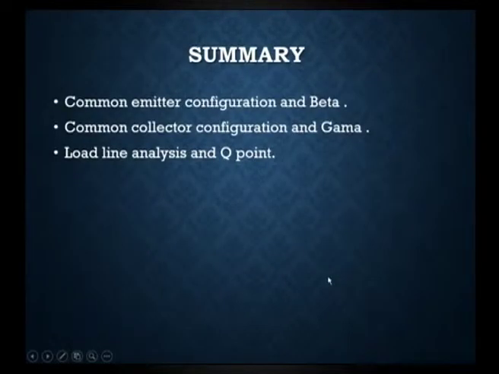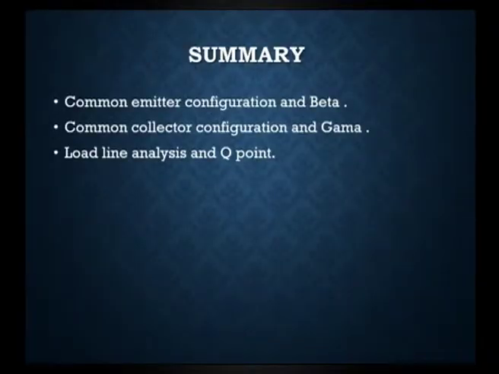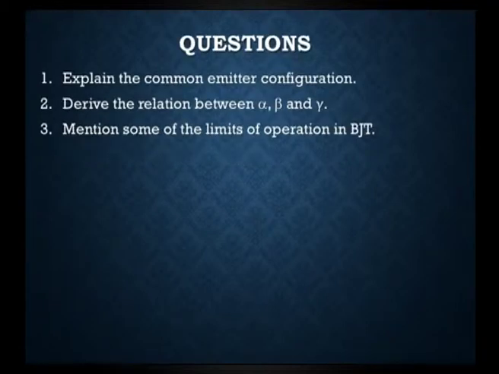In this session we studied two types of configuration, the emitter configuration and the collector configuration. We came up with the relationship between alpha, beta and gamma, and finally we ended with load line analysis. Some of the questions of this session are: explain the common emitter configuration, derive the relation between alpha, beta and gamma, and mention some of the limits of operation in BJT.